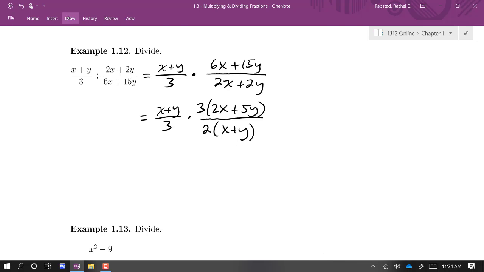And now we'll cancel what will cancel. So the 3's are gone. The x plus y's cancel. We are left with up top 2x plus 5y over 2.